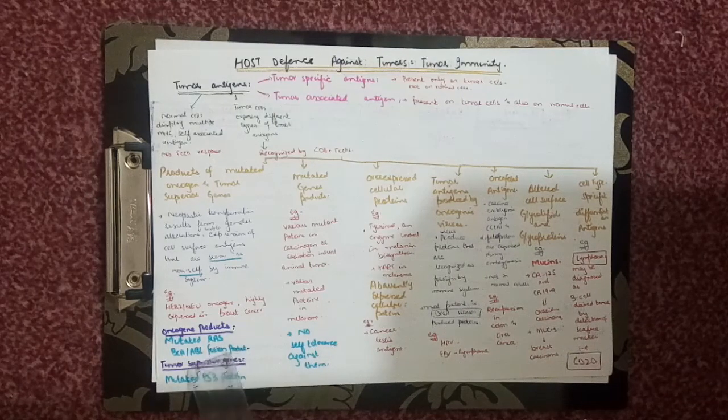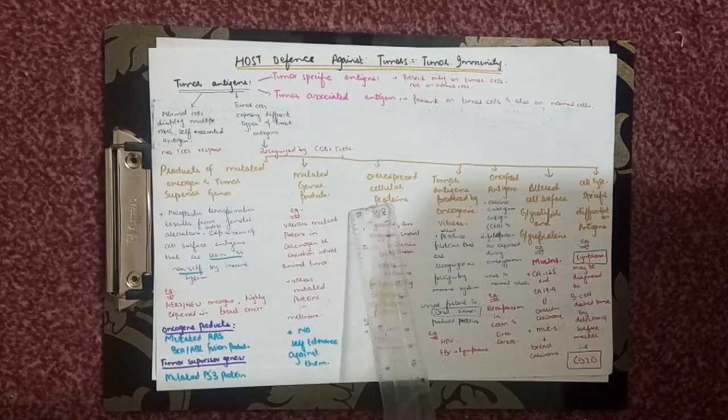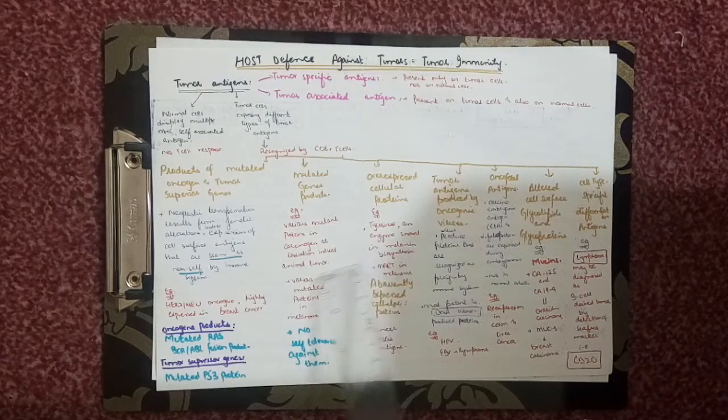I have already discussed this BCR-ABL fusion product in my third video of neoplasia. That is, there is a fusion gene translocation between chromosome number 9 and 22 that leads to the BCR-ABL fusion gene product, and this occurs in chronic myelogenous leukemia. While for tumor suppressor gene, for example, mutated p53 protein activity, we have also discussed p53, that it is known as guardian of genome. Mutated gene products, for example, various mutated proteins in carcinogen or radiation-induced animal tumors, various mutated proteins in melanoma, have no self-tolerance against them.